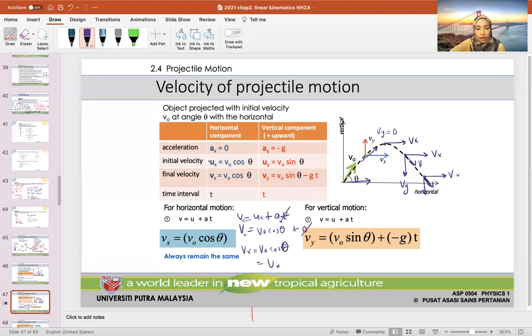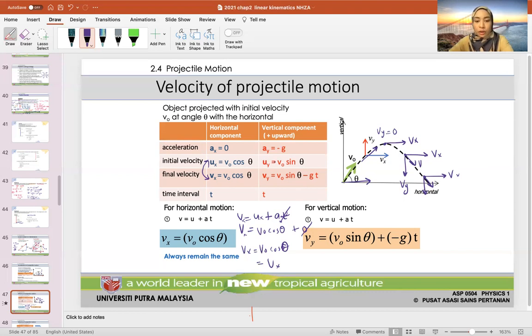What I can say here is that your velocity in the x direction is the same from the start to the end. It's a constant velocity because acceleration is 0. Constant velocity equals 0 acceleration. So from the start to the end, your x component velocity is equal. If it started from 10, the end is also 10. What changes here is your velocity in the y.